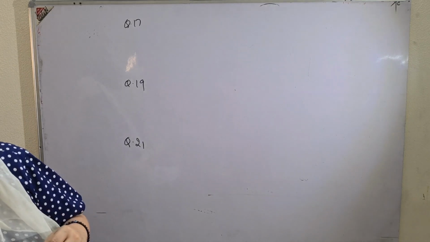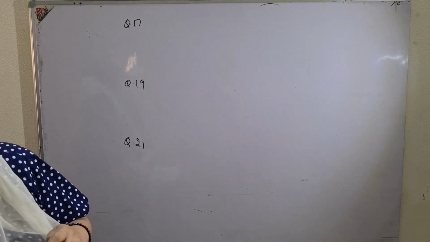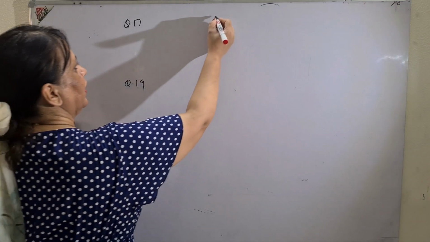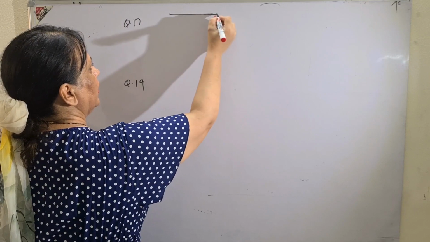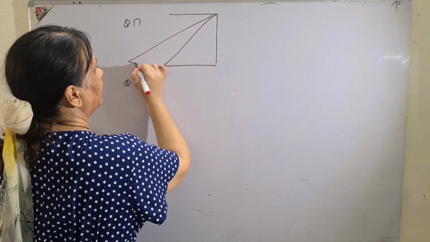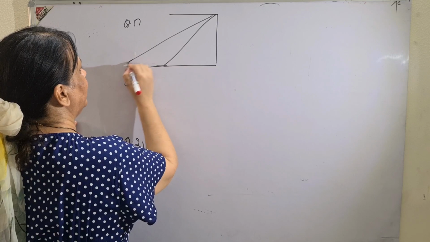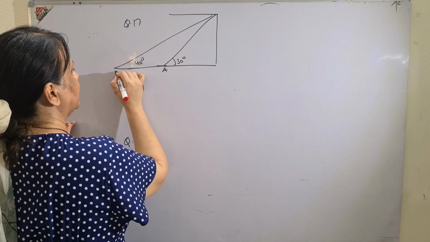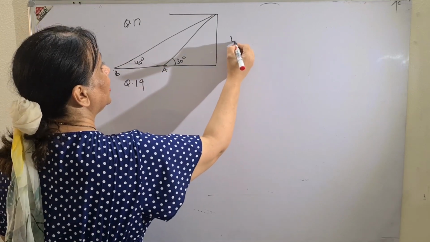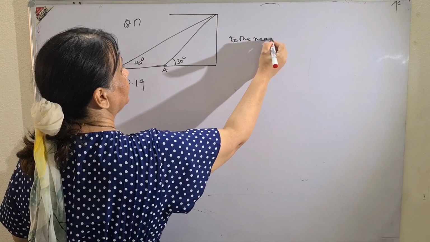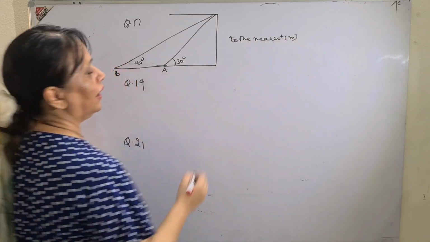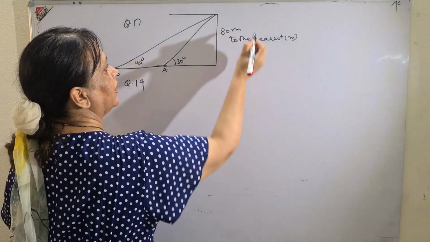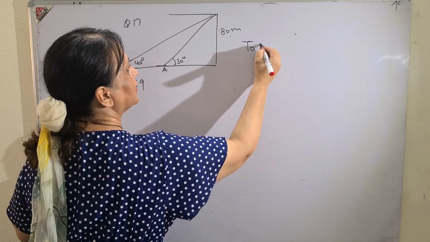In 17, an 80 meter tall lighthouse, the angles of depression of two ships on the same side are 30 and 40 degrees. So see children, angle of depression 30 and 40 degree. Ships are on the same side, 30 degree and 40 degree, and you have to find the distance between the ships to the nearest meter. And the height of the lighthouse is given as 80 meter. You have to find it to the nearest meter.